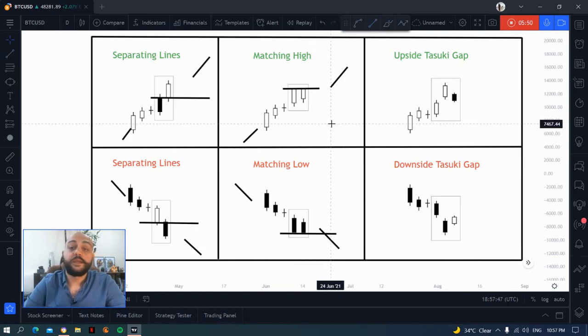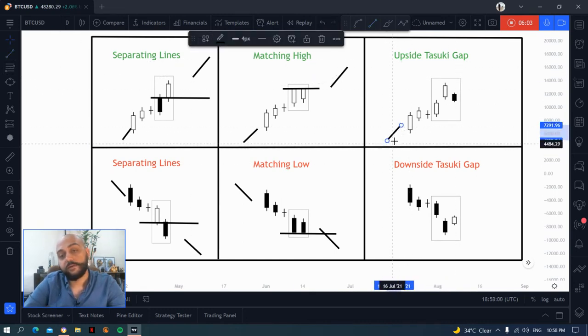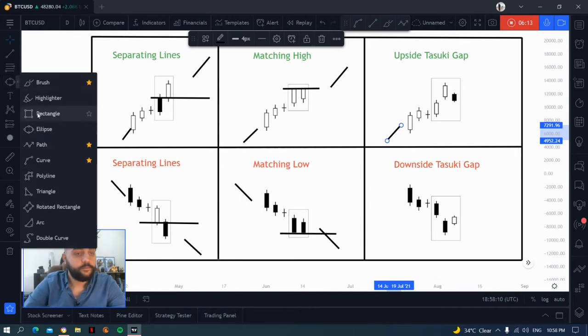Now, the upside tasuki gap. You have to remember when you see gaps in candlesticks, most of the time it means a continuation pattern. So let's talk about the upside tasuki gap. We have it in an uptrend. So let's say the trend is going up. We start with a bullish candle. Then we have a gap here. This is where the gap is. Let me show you if I put this to this one.